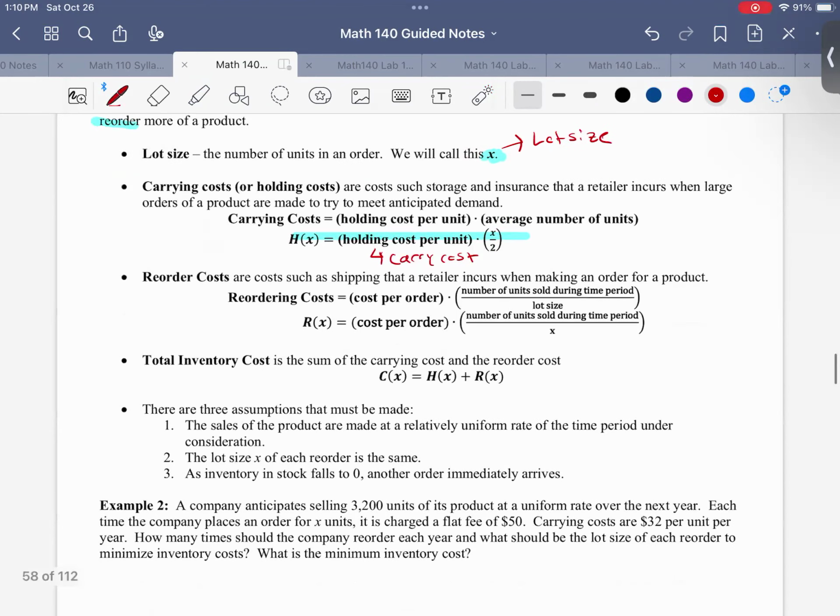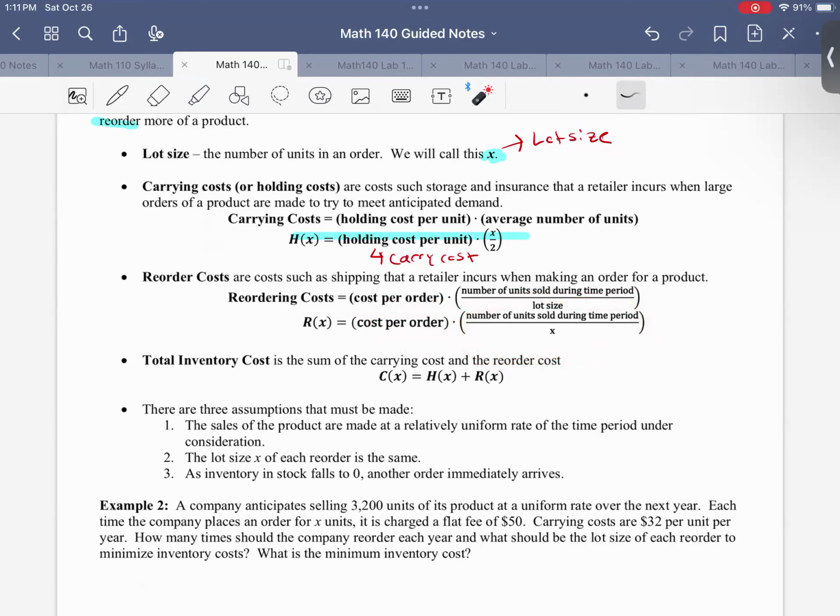Now let's go ahead and look through reordering costs. So reorder costs are such as shipping that a retailer incurs when making an order for a product. So here's a function for reordering costs: the cost per order times the number of items sold during that time period divided by the lot size, which is just X. So cost per order times number of units sold in that time period, typically a year, divided by the lot size X. Okay, and that's also a function that we would need to find.